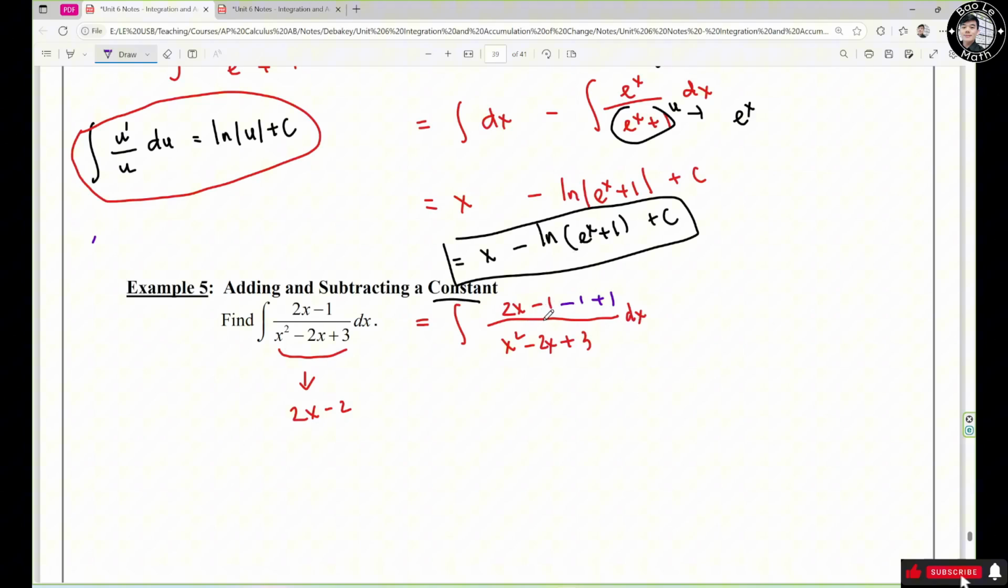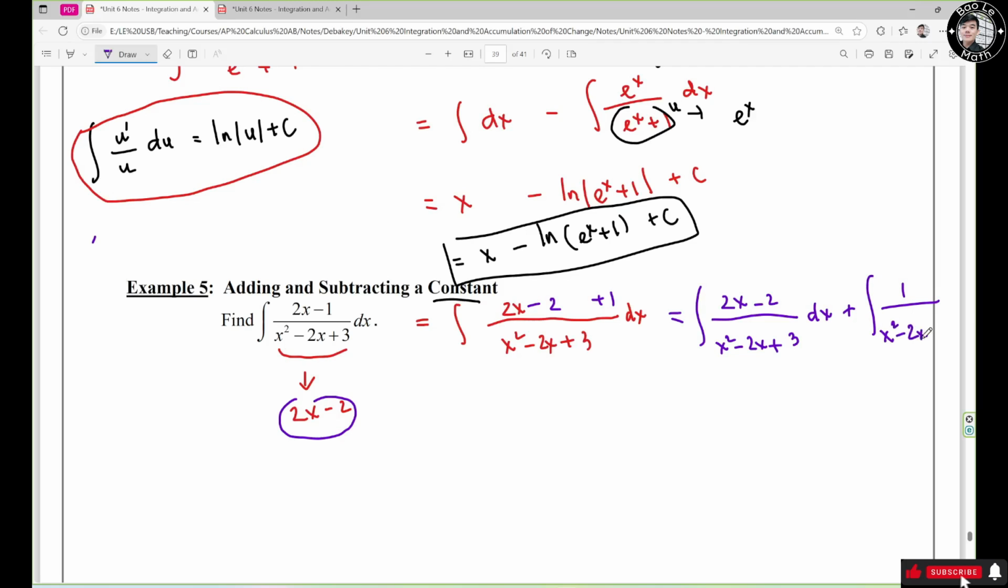look, everything remains unchanged. So now negative 1 minus 1 is going to be negative 2, so I can rewrite this one as minus 2. So it's going to be right here. So I can separate this one into two integrals. The first one is going to be antiderivative of 2s minus 2 over s squared minus 2s plus 3 ds, plus the antiderivative of 1 over s squared minus 2s plus 3 ds.